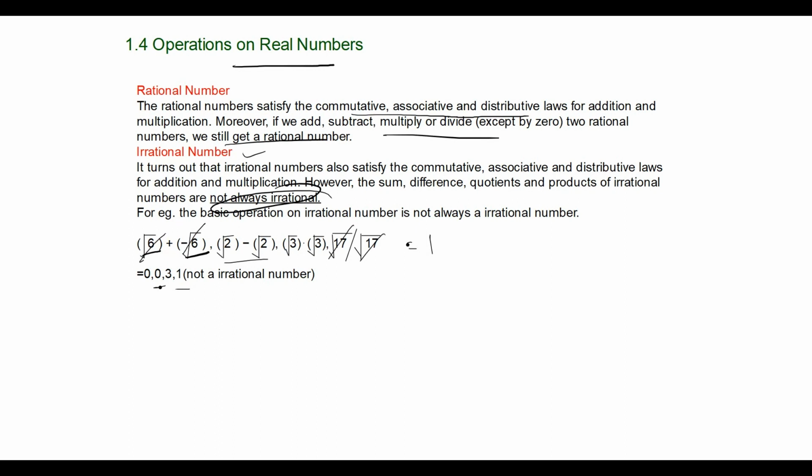So the condition for rational numbers is if you perform some operation on it, always the result will be rational. Whereas in the case of irrational numbers, they are not irrational always. The result may be rational or irrational.